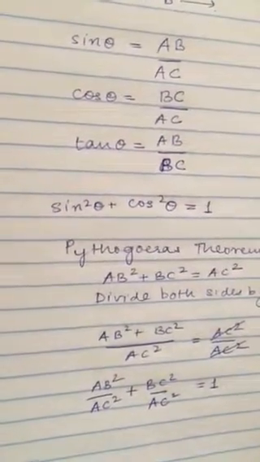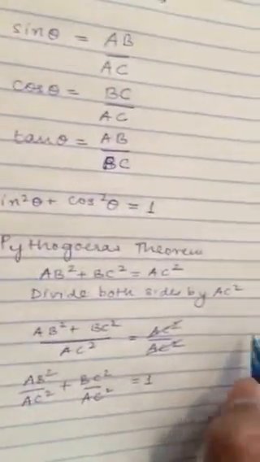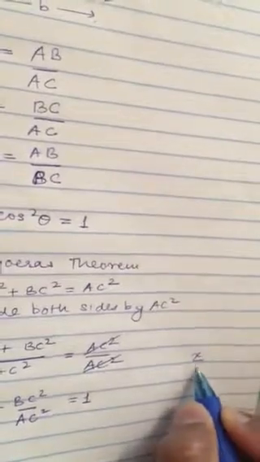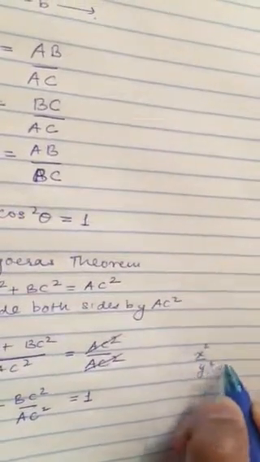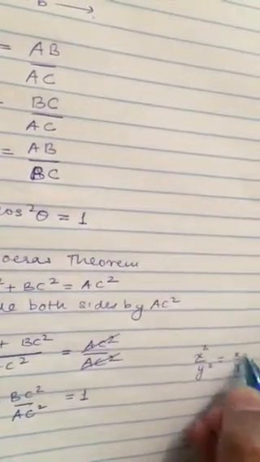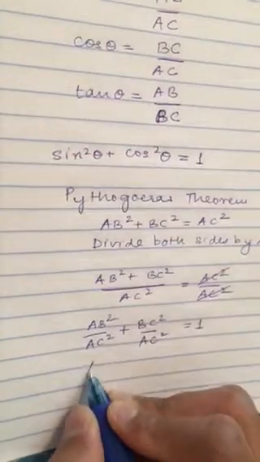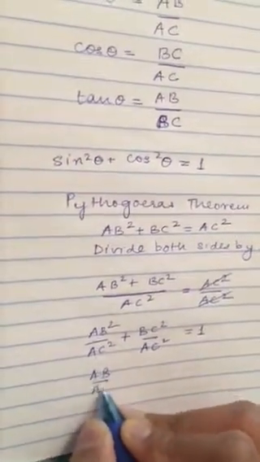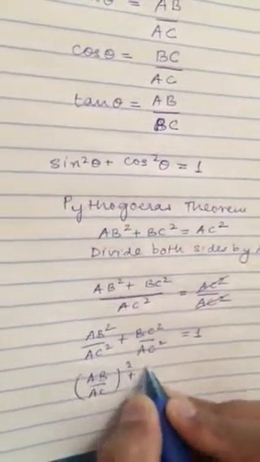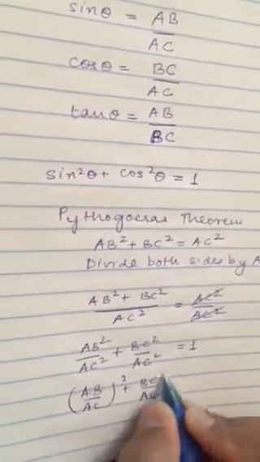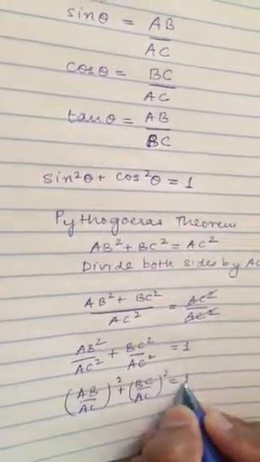Now from algebra we know that x square by y square is equal to x by y whole square. So we can implement the same thing over here as AB by AC whole square plus BC by AC whole square is equal to 1.